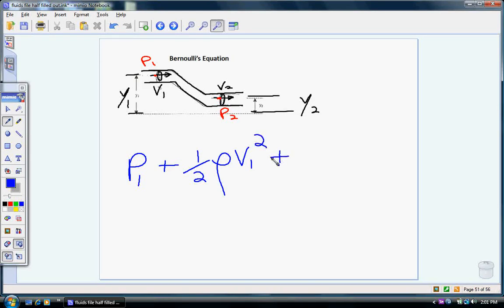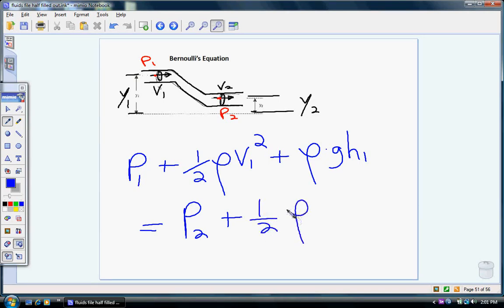plus the density times g times the altitude h1, well, that would be equal to the pressure at the second point plus 1/2 rho v2 squared plus rho g h2.